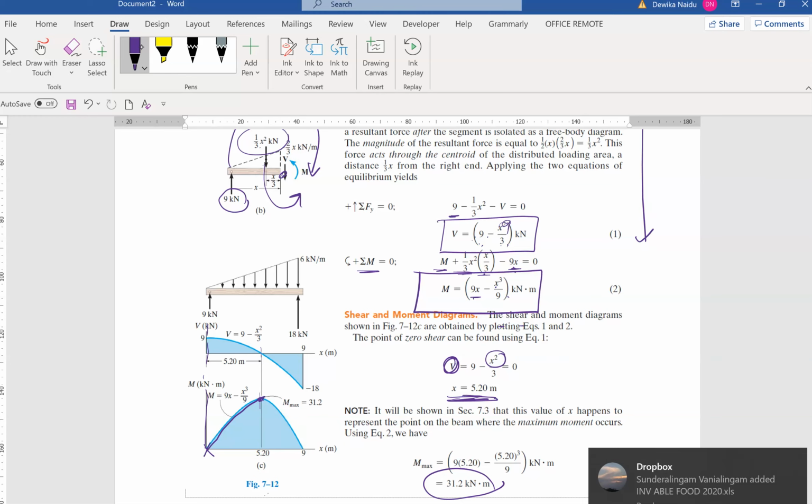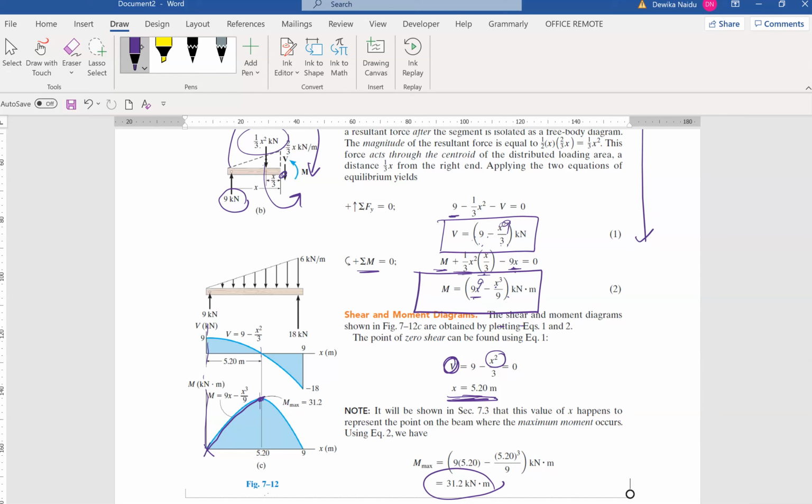And at 9, what happens at 9? 9 times 9, 9 cubed over 9, so it becomes, wait a moment, it brings down 9 to the power of 9. Okay, it means it's a 0. At distance 9, it comes down to 0. So you know this is the shape of the graph. So you just need to plot.